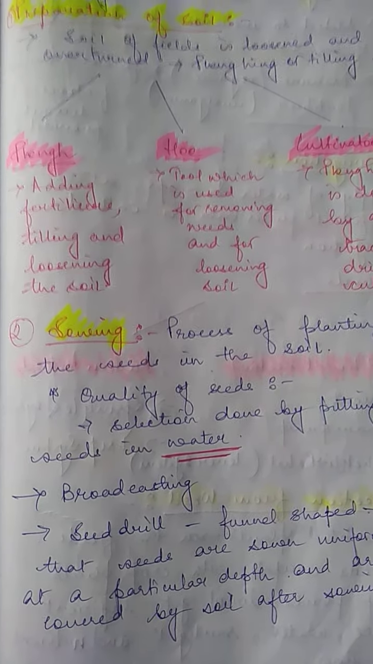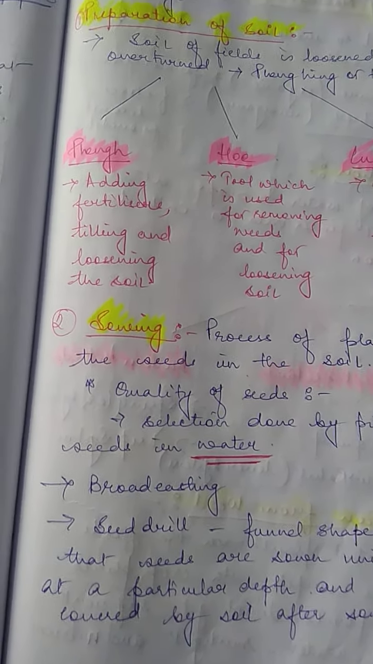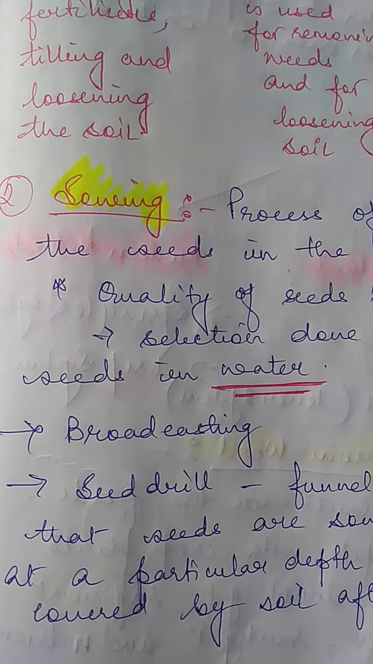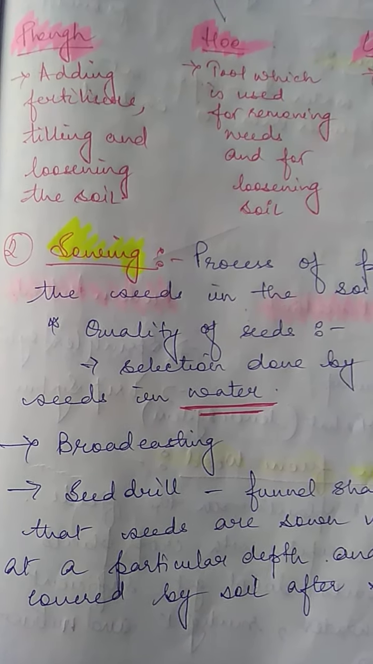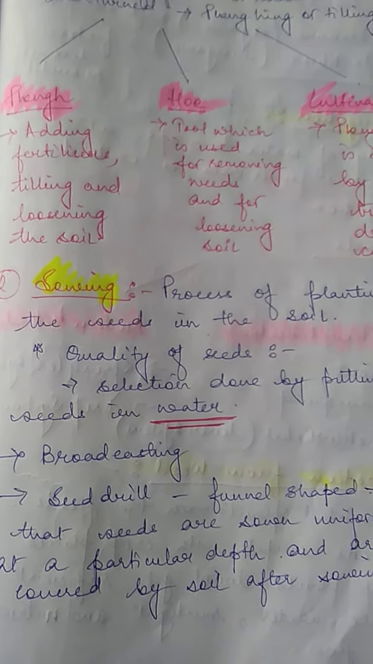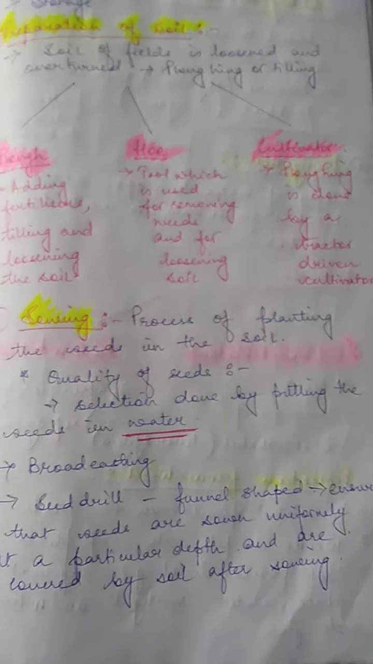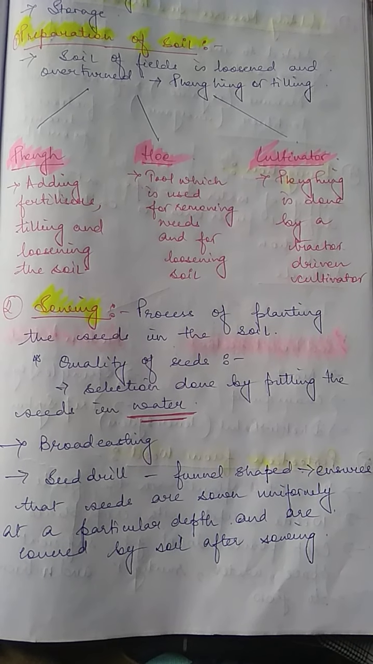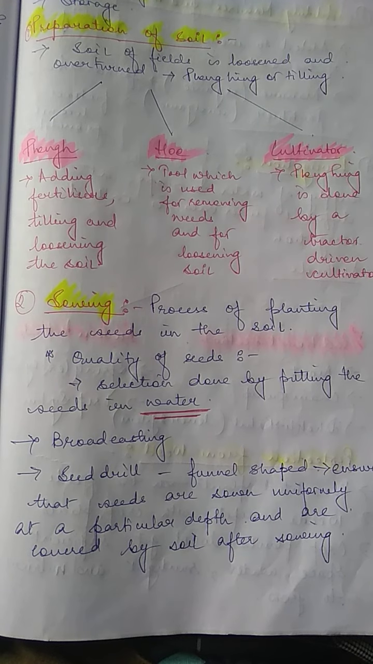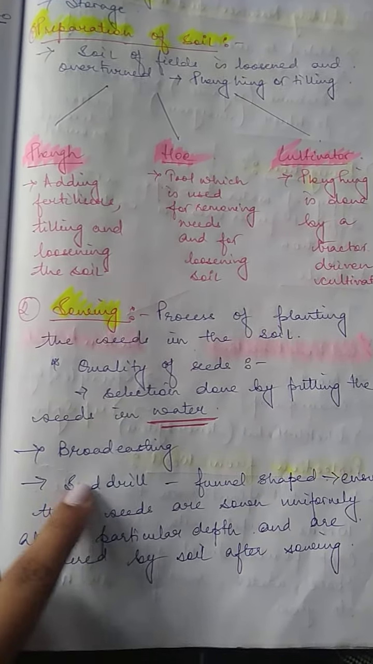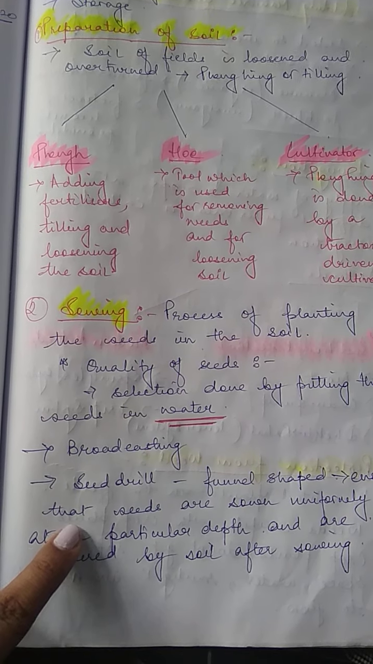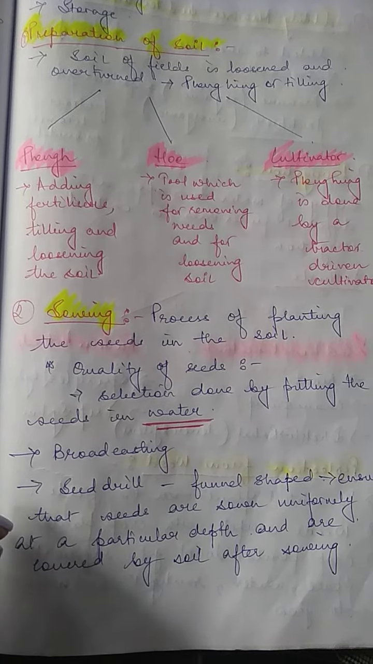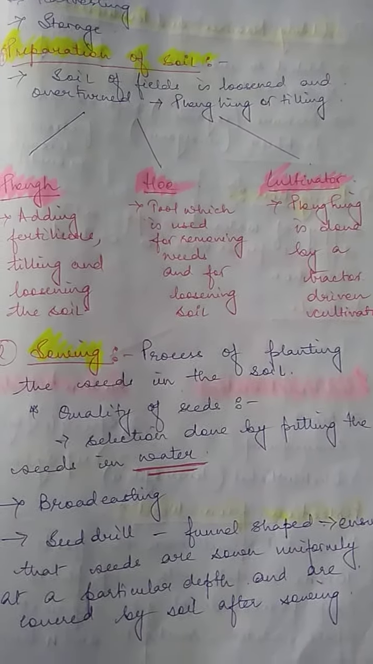Two methods are used for sowing the seeds. One is broadcasting and one is seed drill. Broadcasting is just throwing the seeds in the field, done by the farmer, whereas seed drill is funnel shaped and ensures that seeds are sown uniformly at a particular depth and are covered by soil after sowing. So this is a more reliable and better method than broadcasting, because in broadcasting you just throw away the seeds, whereas a seed drill is a funnel shaped structure.